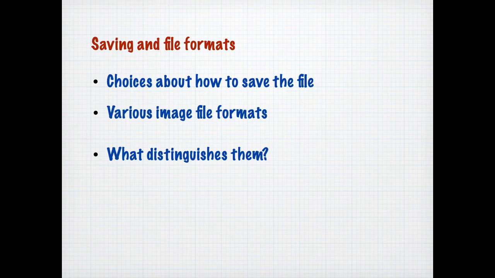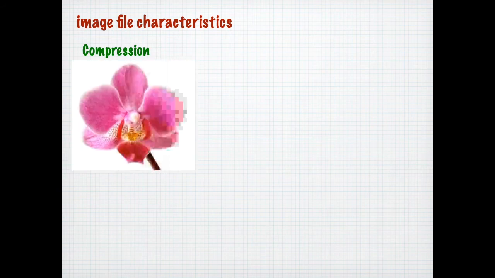So there are lots of choices about how to save image files. What is it that actually distinguishes all these different types of files? What's the difference between a BMP and a GIF and a JPEG and things like that? Well, there's a number of different characteristics that we can look at. Some of those file types support compression. And what that's all about is, can a mathematical algorithm be run over the image so that the image can be compressed, it can be made smaller. We can hide some of the complexity of the image using mathematical algorithms.